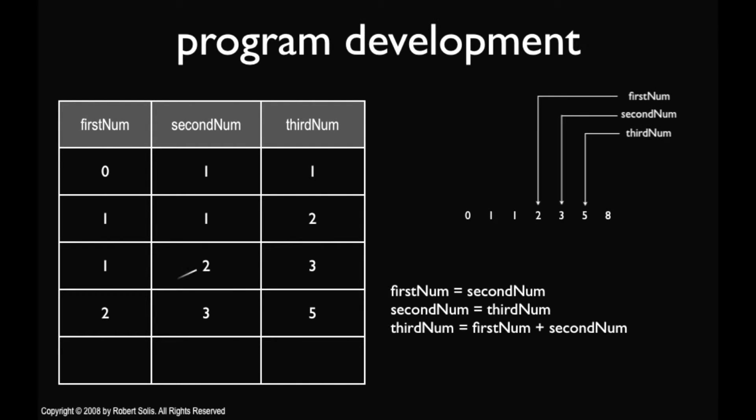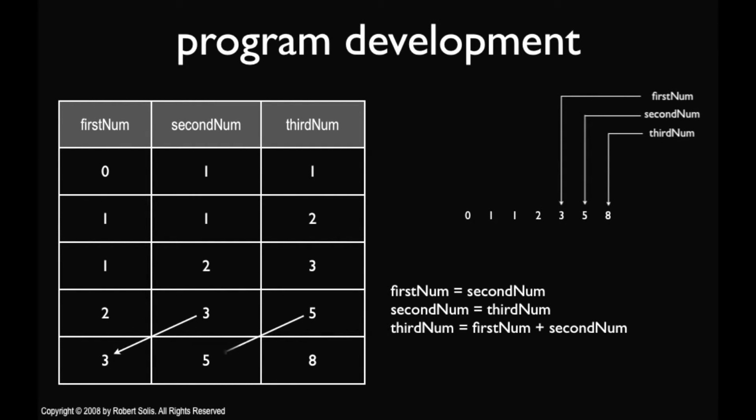Let's do it again. First num is going to be assigned whatever second num is. Second num is going to be assigned whatever third num is. Third num is equal to the addition of first num plus second num. And one more time, third num is going to be the addition of these two. Second num goes into first num. Third num goes into second num.